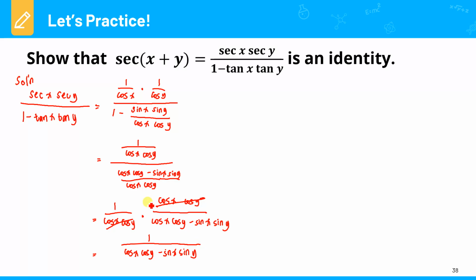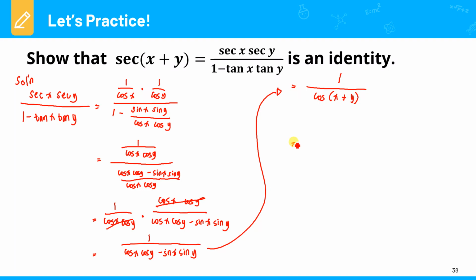If you notice the denominator, cosine x cosine y minus sine x sine y, this is actually an identity, if you still remember from our previous slide. So we can substitute it with our identity. You have 1 over cosine x cosine y minus sine x sine y, which is equal to the cosine sum angle formula, so you have cosine of x plus y.